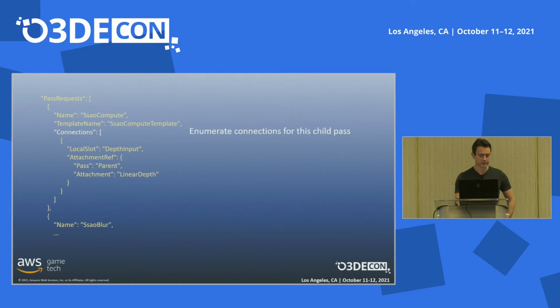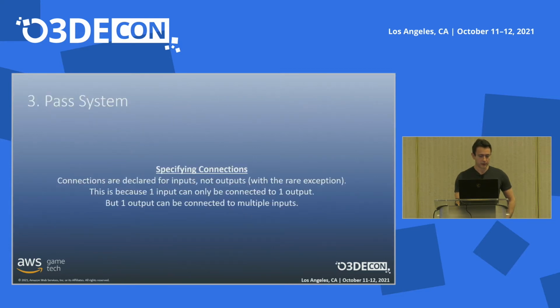Now we'll actually specify the connections. In Atom, we specify pass system connections from input to outputs. The reason for this is that one input can only have one connection, whereas outputs can have multiple connections. One output, for example, can feed into several inputs of other passes.